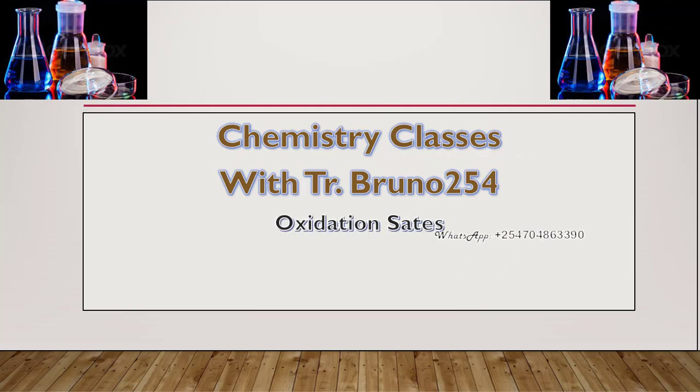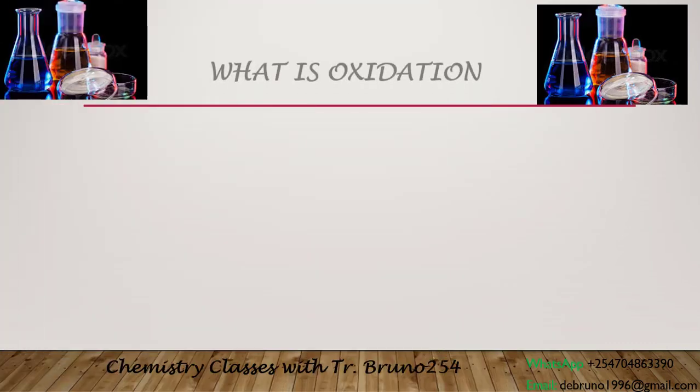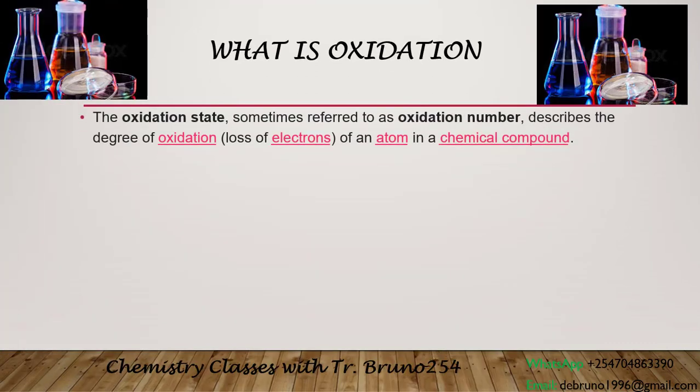Welcome to today's class. What do you need to know about oxidation? Basically, what is oxidation state? Oxidation state, also referred to as oxidation number, basically is the degree of oxidation of an atom in a given chemical compound, or basically the degree of loss of electrons.